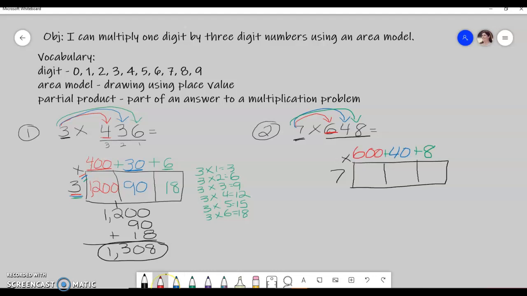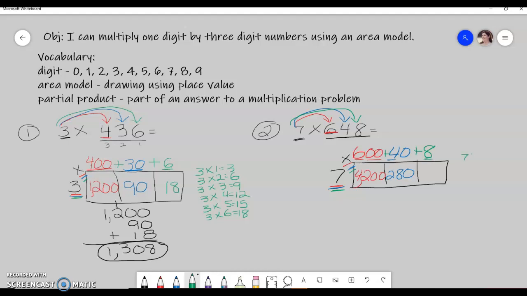First step, multiply the hundreds. 7 times 6, 42. How many zeros? 2 zeros. Next one. 7 times 4, 28. How many zeros? 1 zero. Next one. 7 times 8.